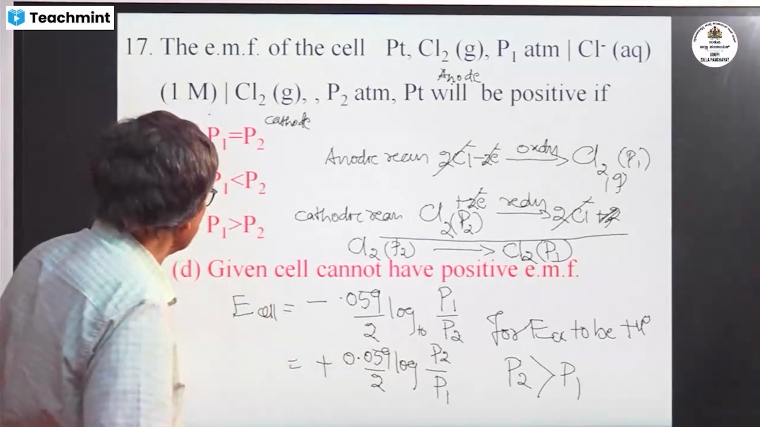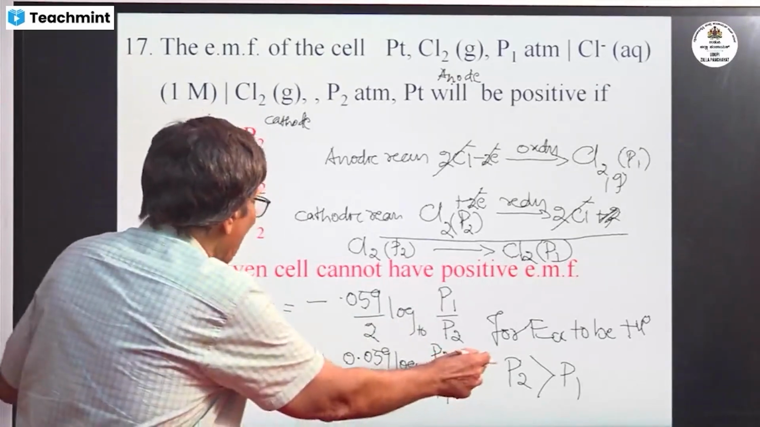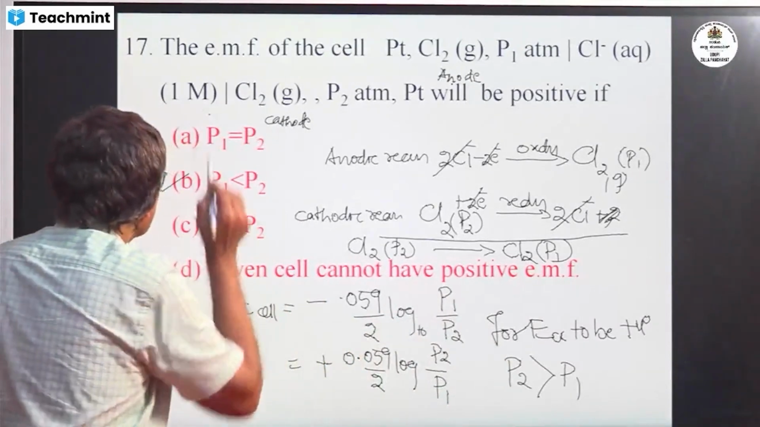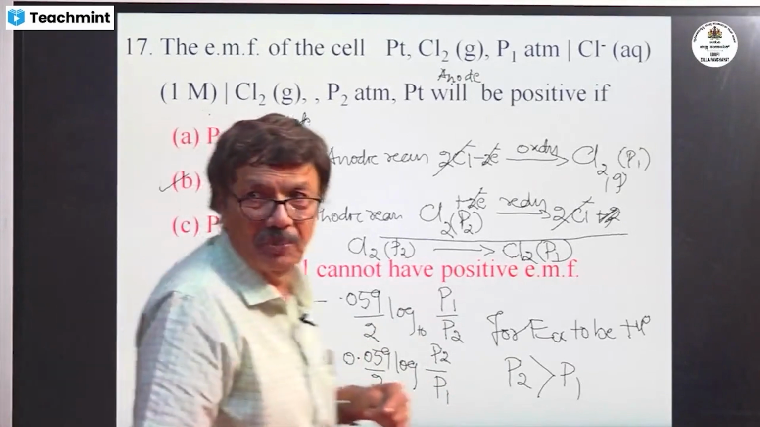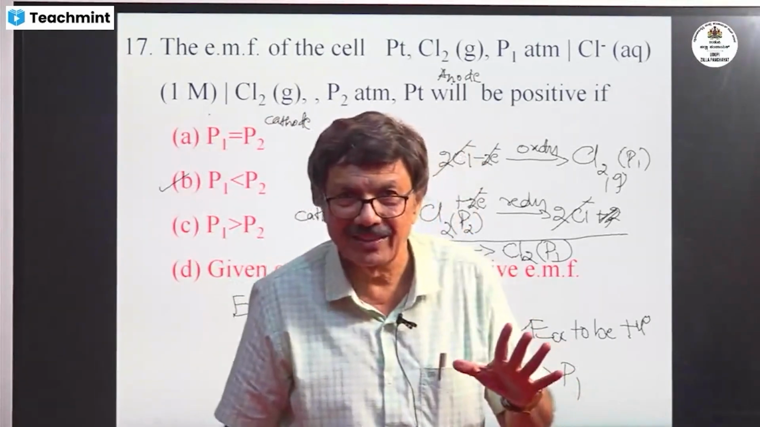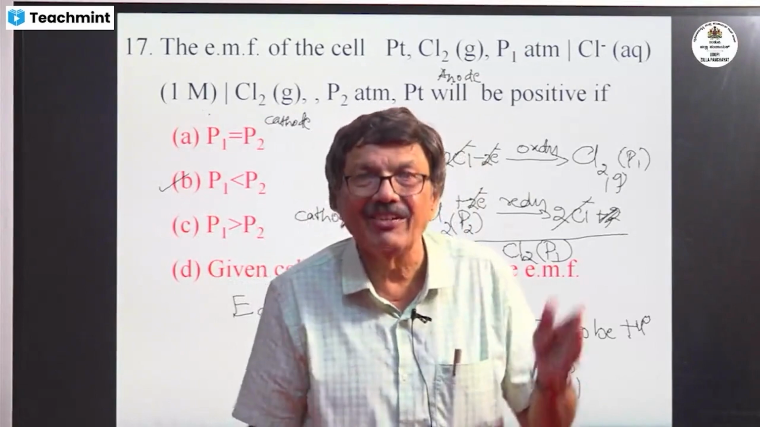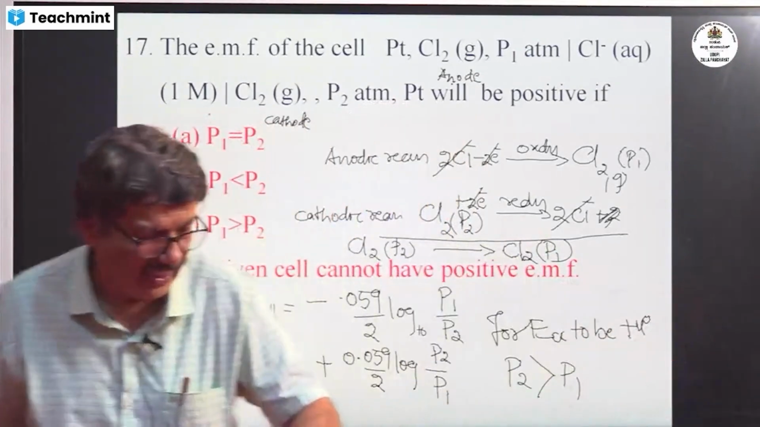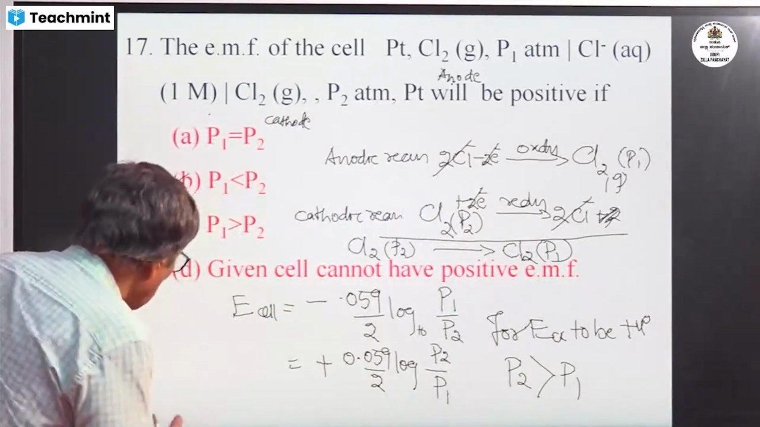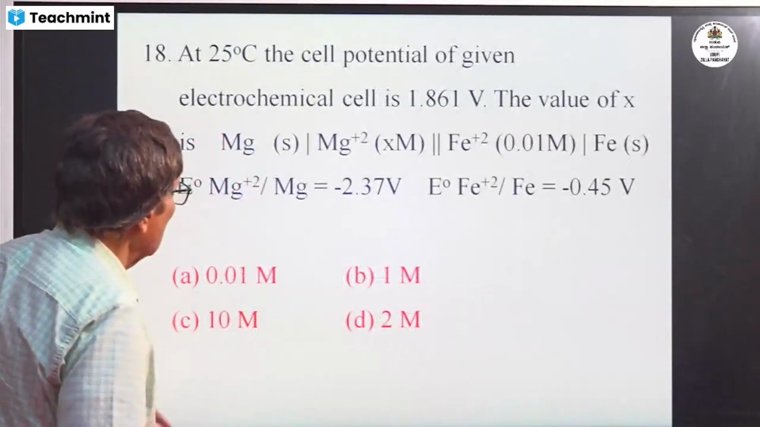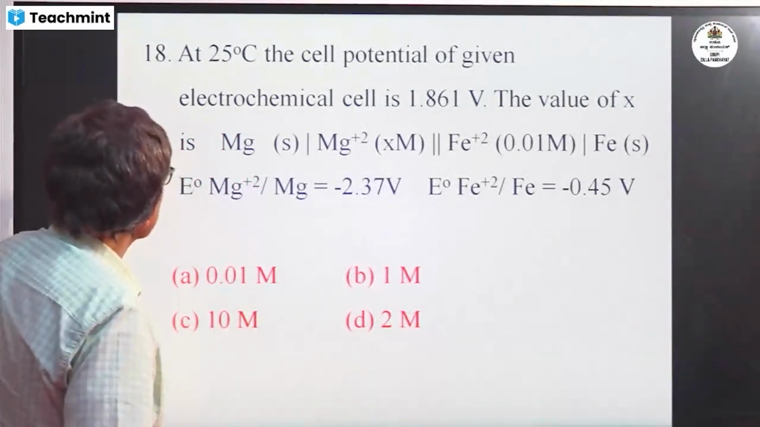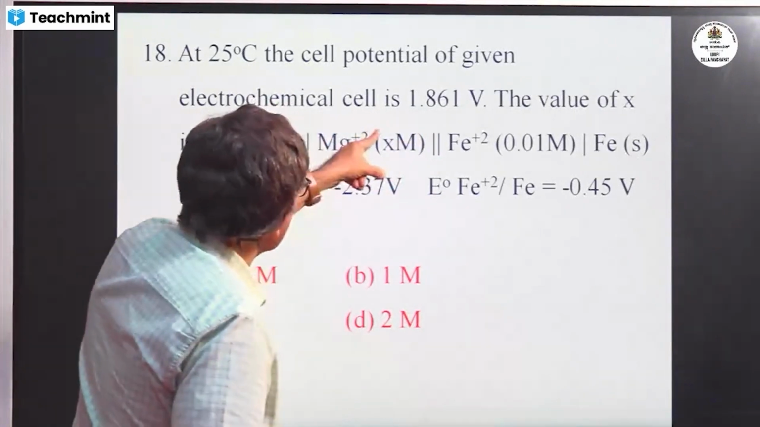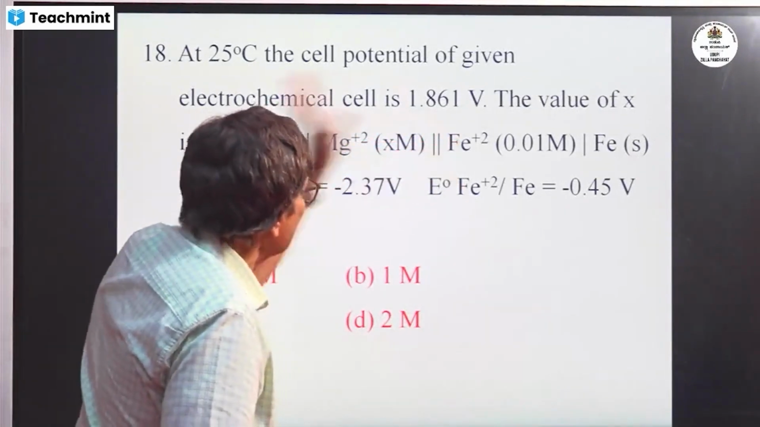So which is the right answer? P2 should be greater than P1. Option B, P2 should be greater than P1. Okay, hope that it is clear. Even for the hydrogen electrode, they have asked like this. Now let me go to the next question. Very easy. Next question: the cell potential of a given electrochemical cell is 1.8, and the value of X is.